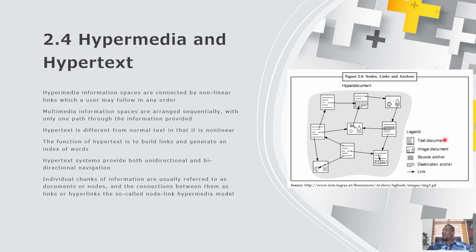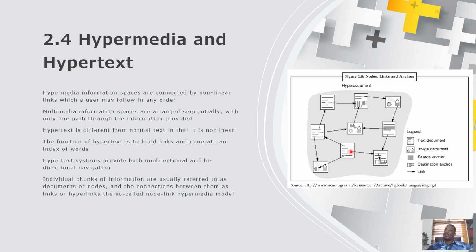And per this, you can have a hyper document, so a combination of a text document, an image document, a source anchor, a destination anchor, and a link will form what we call the hyper document. So these are examples of this. All these things in the legend come together to form a hyper document. So in here you have the nodes, the links, and also the anchor links.